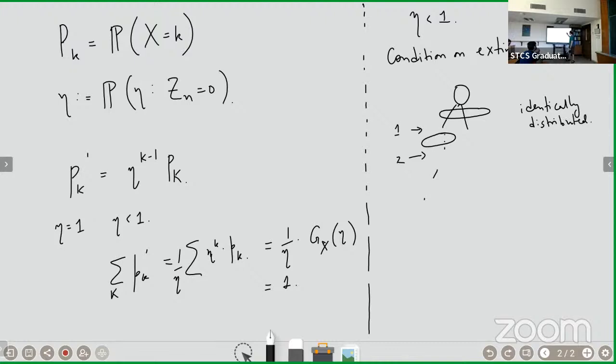What is identically distributed? The number of children born at time 1, the number of children born at any node at generation 2, and so on. You should first convince yourself that this is at least identically distributed, even if I condition on extinction. Now, given that I'm conditioning on extinction, what is the probability that X takes the value k conditioned on extinction?